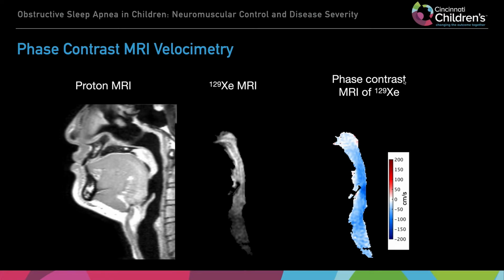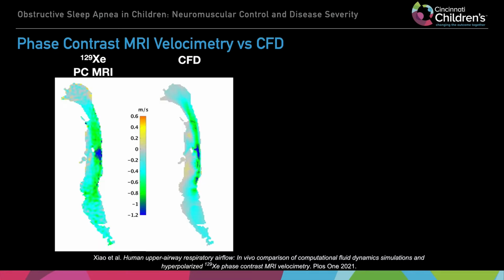Then if we do phase contrast MRI of that xenon, not only do we see where the xenon goes in the airway, but we also get a map of how fast it's moving. And that velocity map is equivalent to the velocity maps you produce during CFD. So now we can compare the velocity map we get from the inhaled xenon phase contrast and the velocity map we get from our CFD. And that's exactly what we're doing here. So we are looking at the same airway, and we see broadly the same thing.